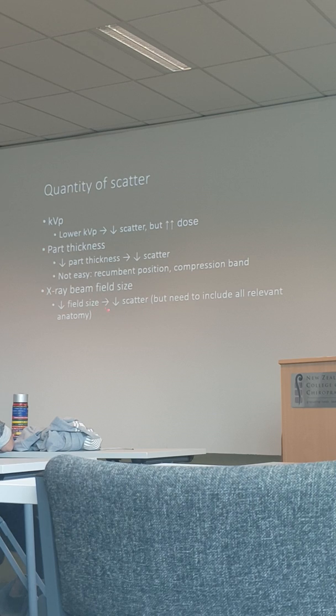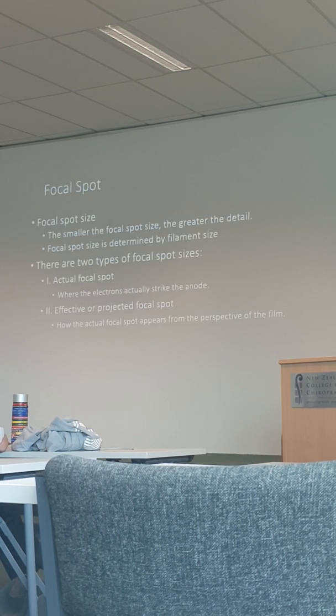X-ray beam field size: if you increase the field size, all other factors staying the same, you increase the number of X-rays, so you increase the chance of one of those interactions occurring, and you increase the scatter. Decrease the field size, fewer X-rays, less scatter.